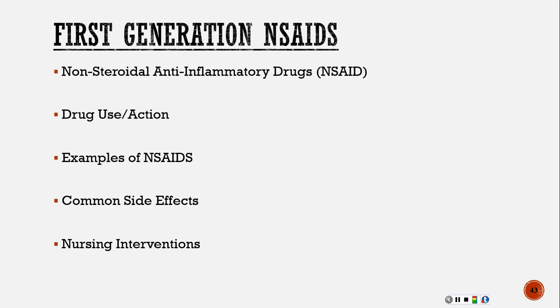Some of the other interventions that you really need to know, though. Okay. Patients on first generation NSAIDs, teach them to take it with food. Okay. Or to take the enteric-coated forms of the NSAIDs. Patients need to report ringing of the ears, and also they need to assess for any bleeding, any bruising.